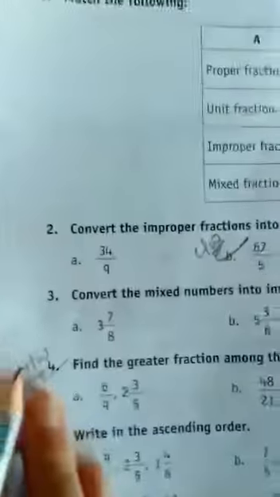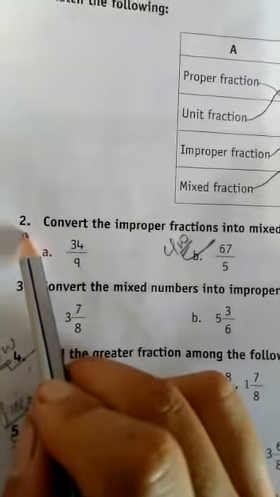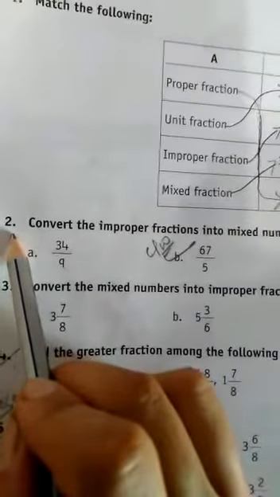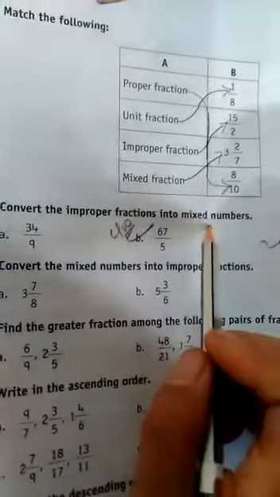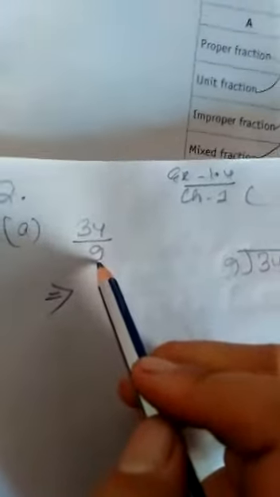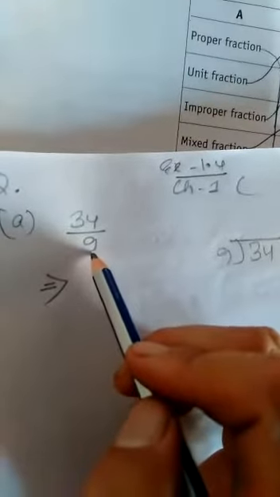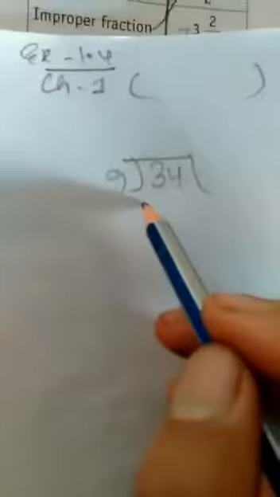Now, in question number 2, I want you all to take out your copy and write question number 2. Convert the improper fraction into a mixed fraction. How will we convert this improper fraction into a mixed fraction? By dividing, okay? So in your copy, write exercise 1.4, chapter 1, and the name of the chapter here. And question number 8 is 34 by 9. So how will you convert it into a mixed fraction? In rough, we will divide, okay?